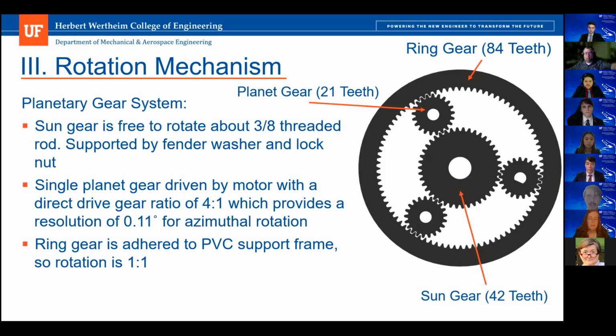The center distance between the gears was checked based on the constraint that the diameter of the sun gear, summed with double the diameter of the planet gears, has to equal the internal diameter of the ring gear. All gears have a diametrical pitch of 27 and a pressure angle of 20 degrees. The ring gear is adhered directly to the PVC support frame, so any rotation of the ring gear is equal to the rotation of the entire support frame. For more details on the rotation mechanism, I'll hand this back over to Ethan.